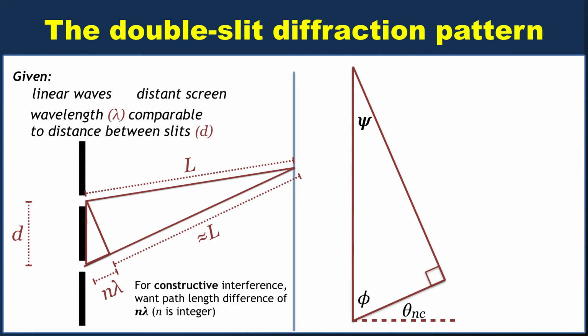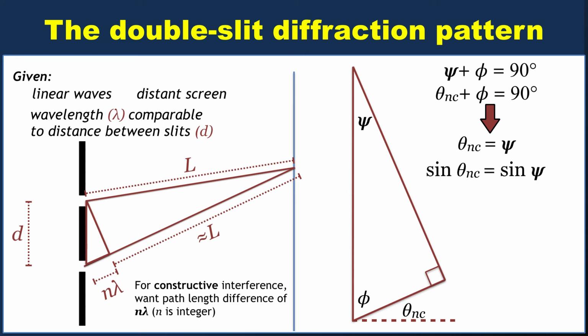And so if we do this, we immediately know that because this is a right triangle, psi plus phi must be 90 degrees. Okay? We also know, because phi and theta have to also sum to 90 degrees, the way that I constructed theta, then it has to be the case that theta NC plus phi equals 90 degrees. Well, if two different angles plus phi equal 90 degrees, the two different angles must be equal to one another, right? So theta NC must equal psi. We can take the sine of both sides of this expression, so the sine of theta NC equals the sine of psi.